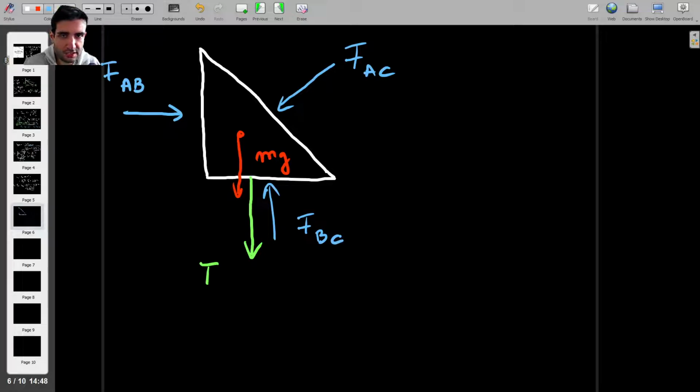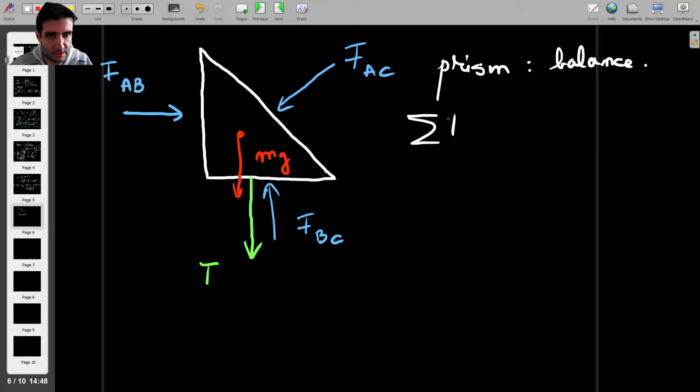Right, and the question is asking us to find the tension in the tether. So let's see how we can do that. First of all, this prism is in equilibrium, or it's in balance, which means that if I add up the forces in the y direction, I should get 0. Okay, so all the forces should cancel each other out.